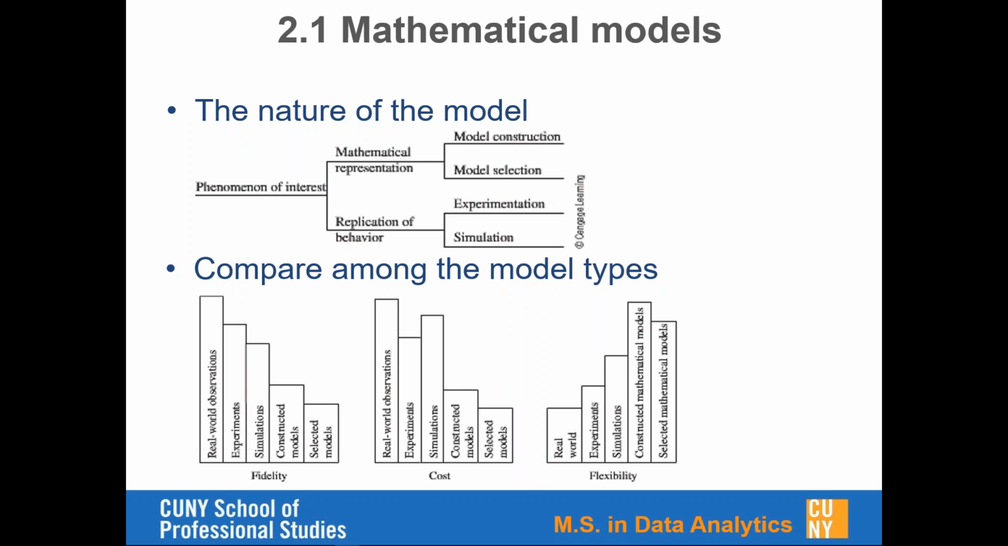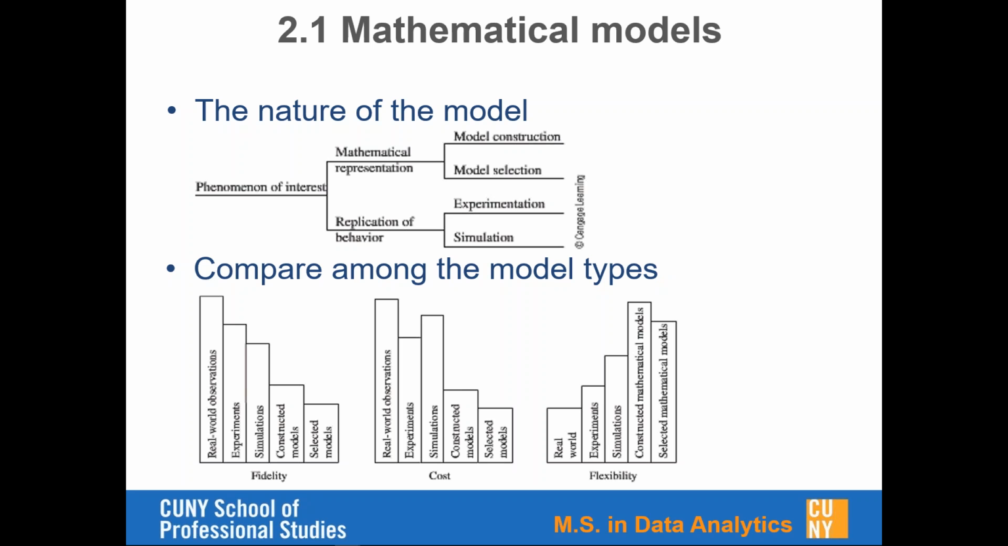And then you have a different venue or route you can take, which would be replication of the real-world problem, more like an experiment, right? And then here we have 2 ways. One is doing an experiment. The second way would be simulation, using a computer to help you simulate the whole process. So that's another way that you can think of. So two ways: mathematical representation or replication of the behavior. And even in replication of the behavior, you could have experiment, you could have simulation.